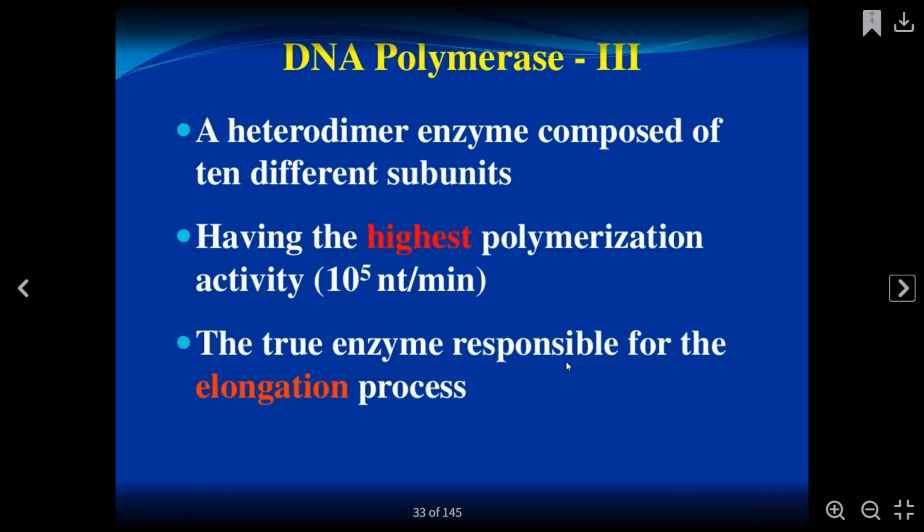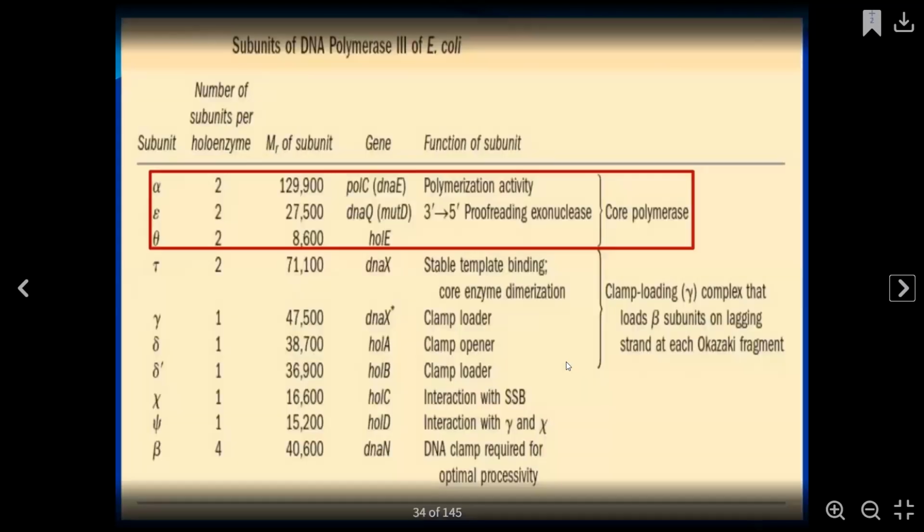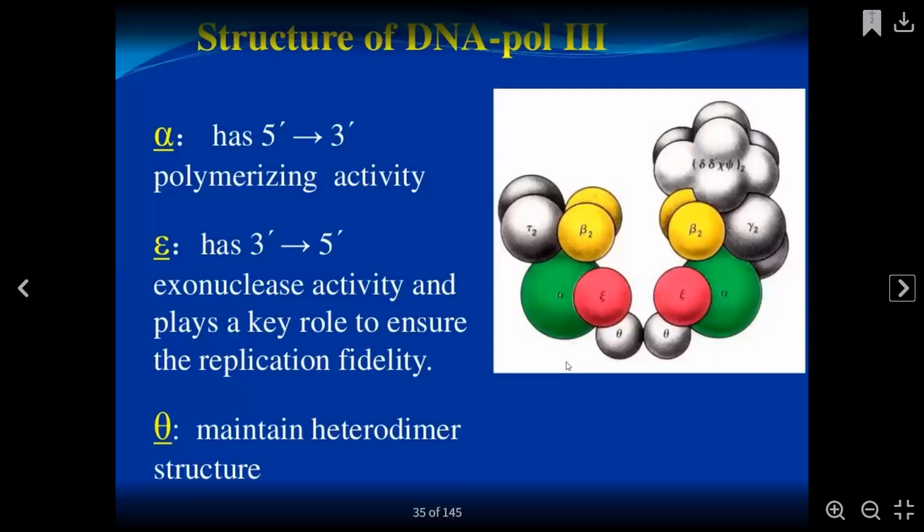So this helps in attachment of your DNA piece. As you can see, this enzyme, polymerase 3, has subunits of 10, and this is the core enzyme that helps in elongation of the DNA. So this is the structure of DNA polymerase 3.